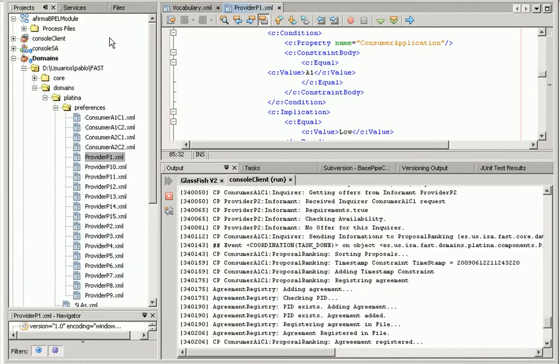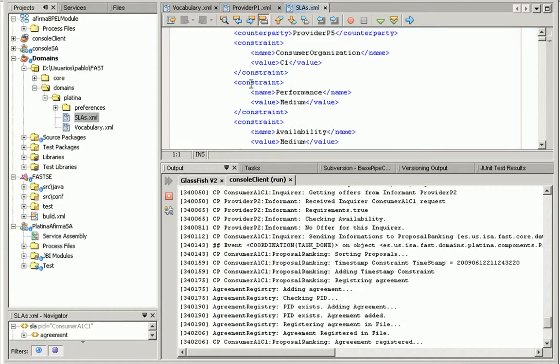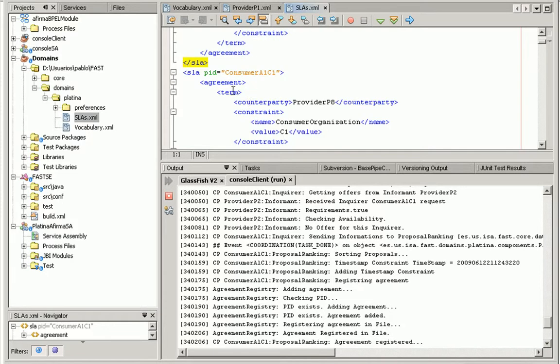Finally, the SLA XML has all the service level agreement registered in the system that we can use to monitor or detect violations. We have seen some of the possibilities of the FAST framework.